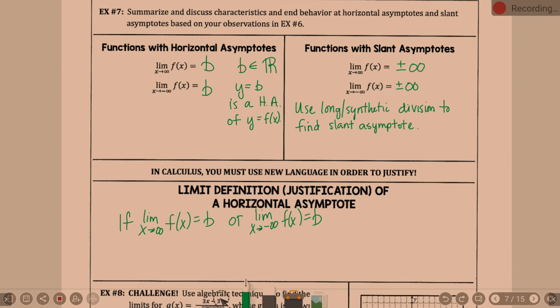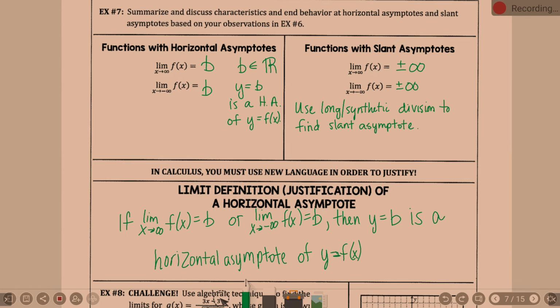then y equals b is a horizontal asymptote of y equals f of x is what I'm going to write. So that's more of a summing up of what we talked about over there with horizontal asymptotes.